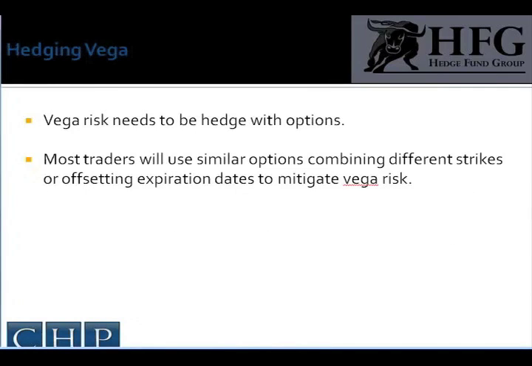Vega risk needs to be hedged with options. Other Greeks, such as delta, can be hedged using outright directional positions, such as stocks or assets themselves, but Vega can only be offset with another option. Most traders will use similar options combining different strikes or offsetting expiration dates to mitigate their Vega risk.